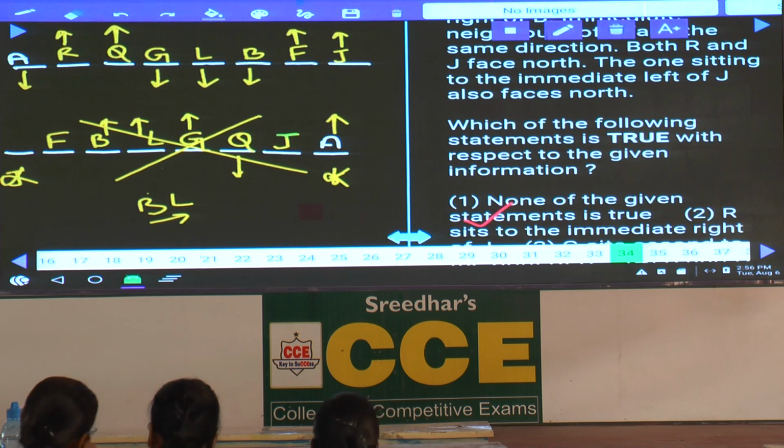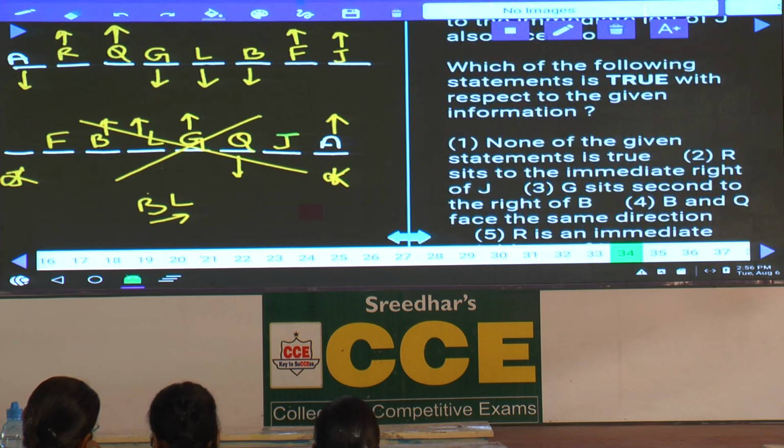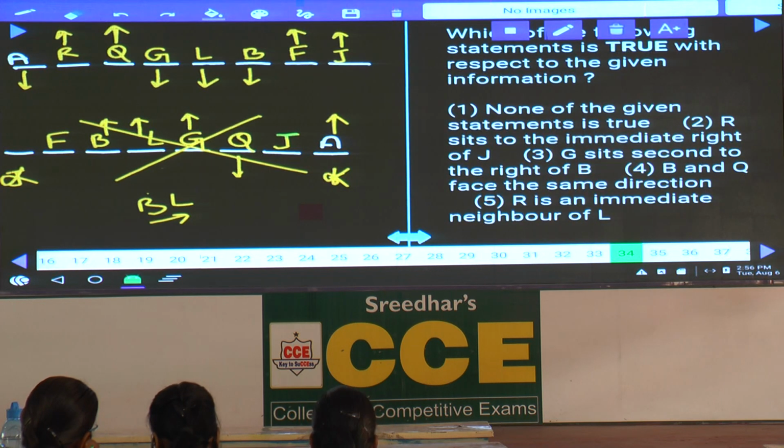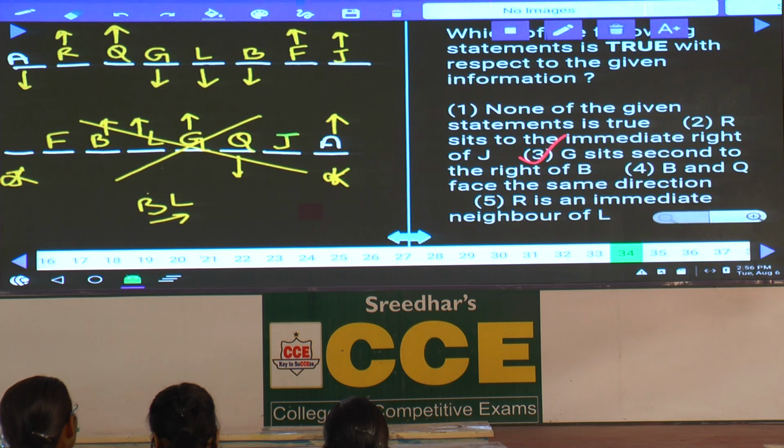Then question number 34, which of the following is true with respect to the given information? None of the given statements is true, choice 2. R sits to the immediate right of J. R is to the immediate right of J, that is false. And G sits second to the right of B. That is definitely true. G is seated second to the right of B, choice 3.